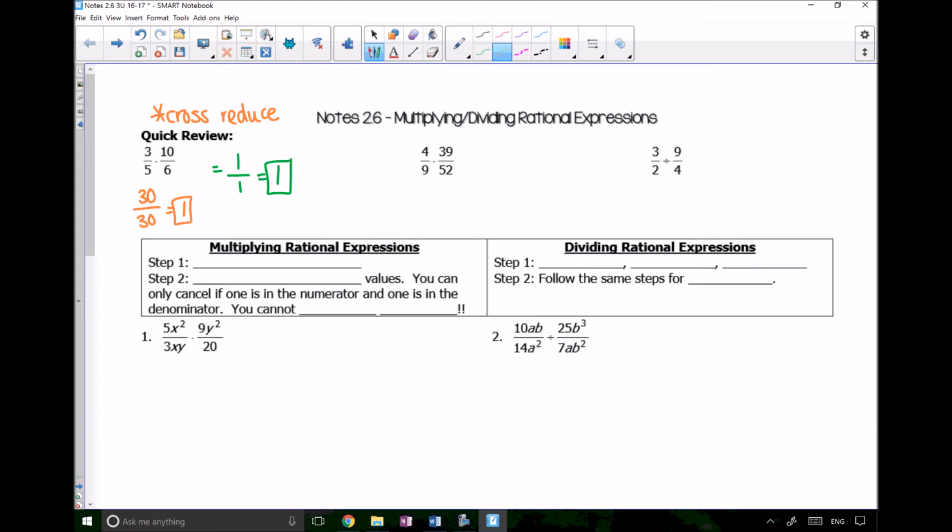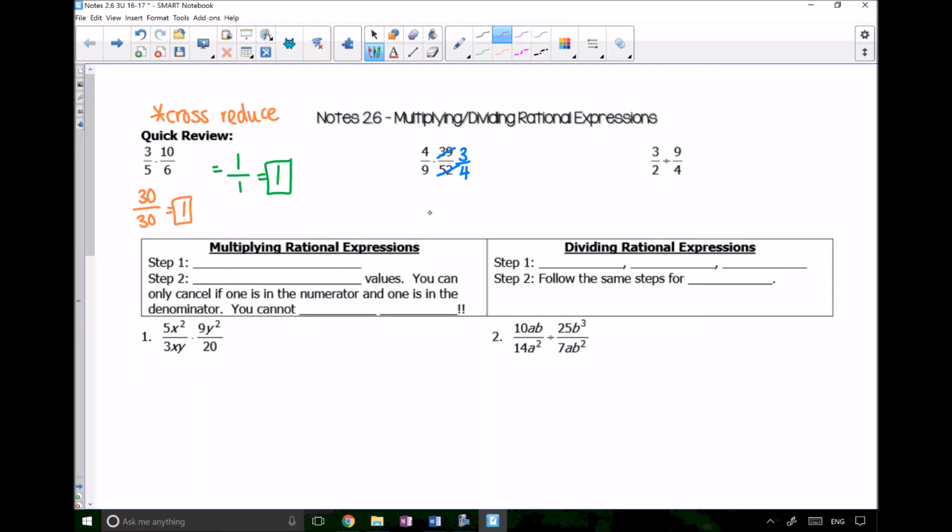So if you take a look right here, we have 4 over 9 times 39 over 52. The first thing I'm going to notice is that I've got 39 and 52, and both of those numbers are divisible by 13. When I divide 39 by 13, I get a 3, and when I divide 52 by 13, I get a 4. So it's almost like I've got a new fraction of 3 over 4.